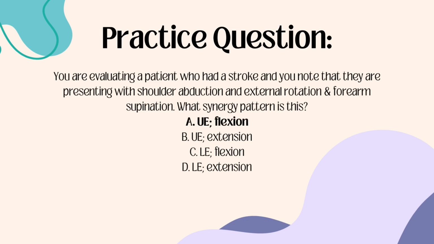Okay, the correct answer is A. You're evaluating a patient who had a stroke, and you note that they are presenting with shoulder abduction and external rotation, as well as forearm supination. What synergy pattern is this? Well, looking at our answer choices, we could go ahead and eliminate C and D because this is upper extremity. We're looking at the shoulder. Now it's just a matter of flexion versus extension.